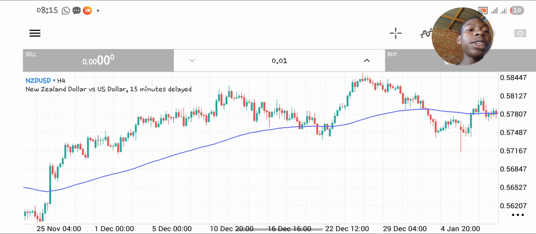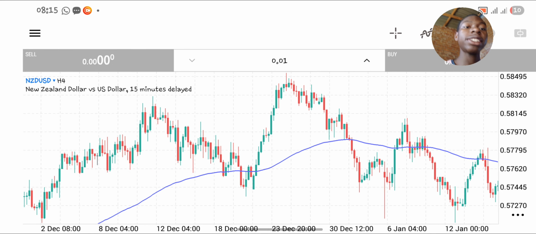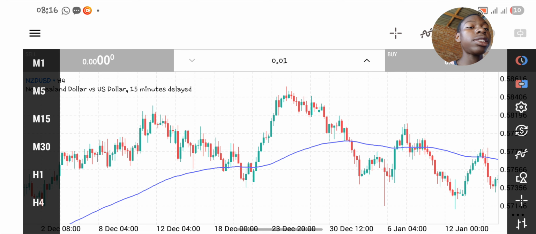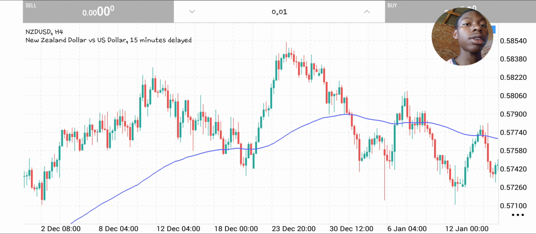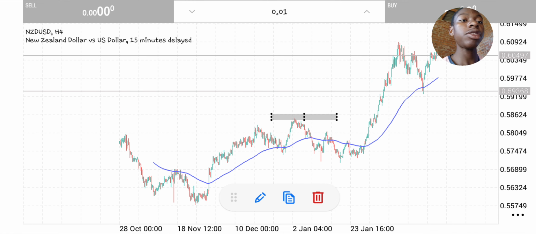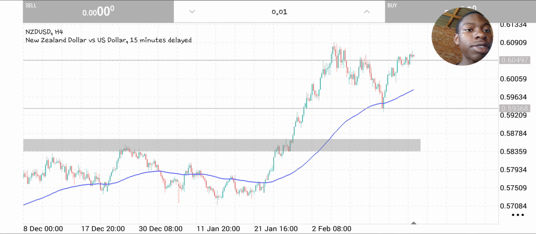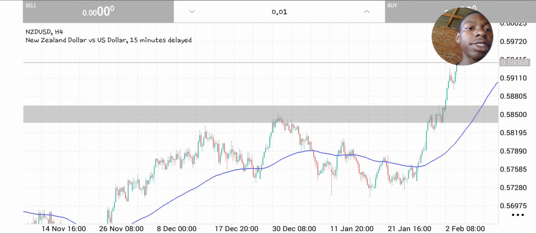Okay, let's look for zones, points of interest. How do we spot those? Those are zones where price touched many times and rejected massively, or there was a big movement off from that particular area. That is a point of interest. For example, this area over here is the area of interest. If you stretch this all the way out to that side and all the way to that side, you can see that price literally is moving and respecting our areas, our setups.